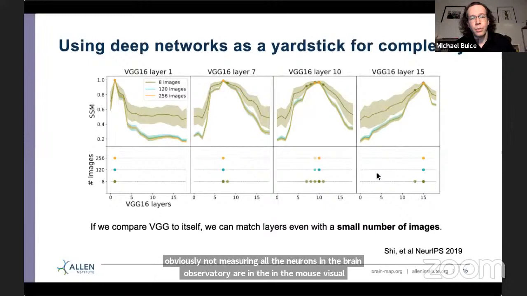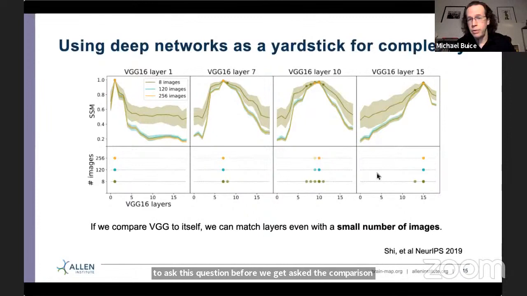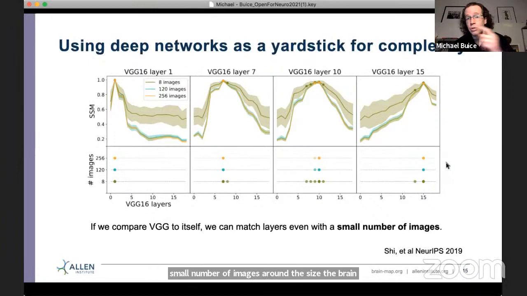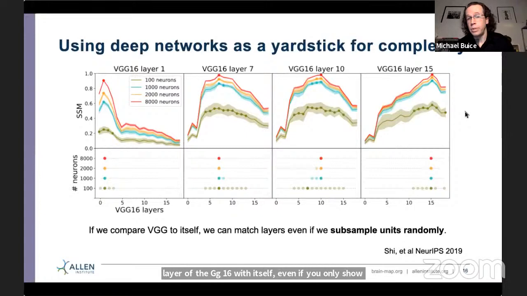So statement one is that even if you use a small number of images around the size of the brain observatory, you can use VGG16 as a benchmark for itself. So you can reliably correlate the correct layer of VGG16 with itself, even if you only show it 120 images. And a similar statement applies if you subsample units from VGG16, namely a number of units that's similar to the number that we actually measured in the mouse visual cortex. And so we can ask a consistent question using VGG16 as a benchmark to ask sort of what layer is the right layer, as the closest layer, if you will, to the mouse visual cortex.